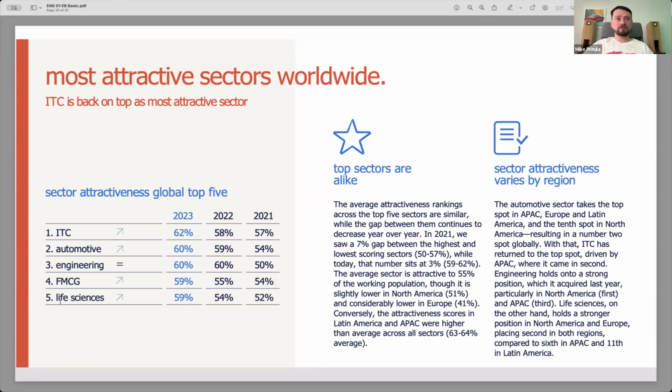That's okay if your company is among these sectors, but if it's not, you need to invest in employer brand even more and heavily. Why? Because people would prefer to switch their sector to the most attractive one. So if you want to retain employees in your sector, you have to invest more.